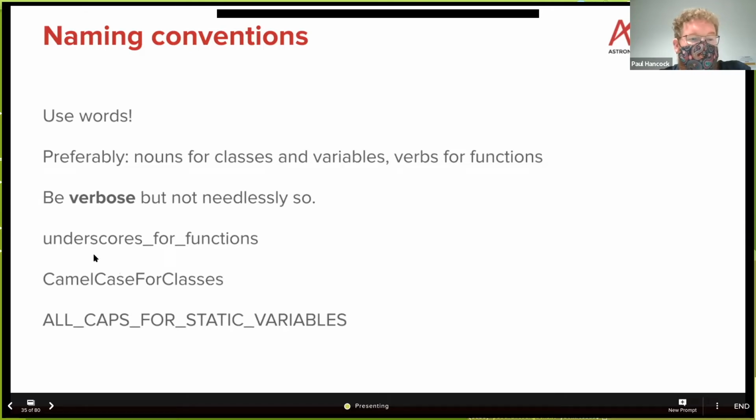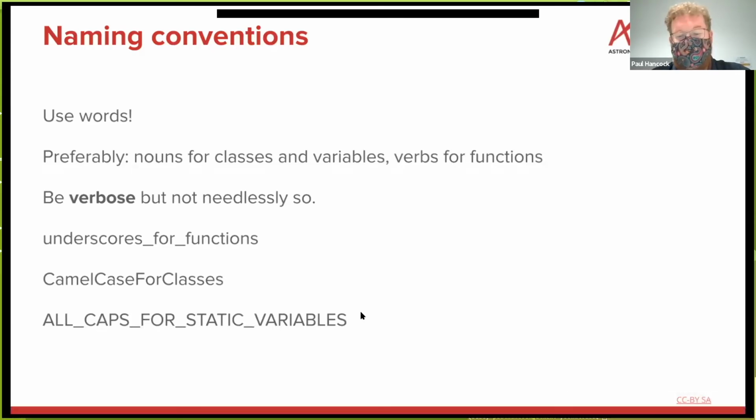Some examples here would be to use underscores for functions, camel case for classes, and all caps with underscores for static variables. Now, in some languages that have strict typing, so in C and Fortran, for example, you can define variables that are not allowed to change. You can't do that in Python, but there's nothing stopping you defining something that shouldn't change and using all caps. That's usually a good hint to other people that they shouldn't mess with this variable, otherwise you're going to break things. So naming conventions can help you increase the readability of your code.